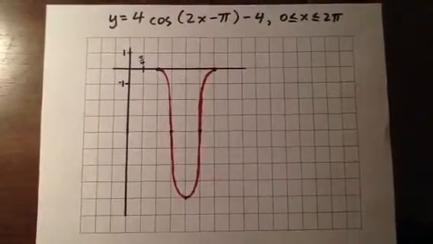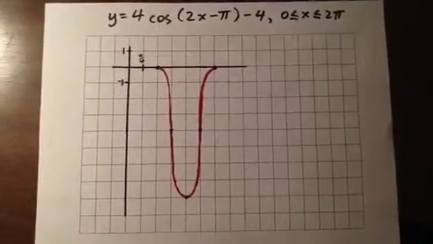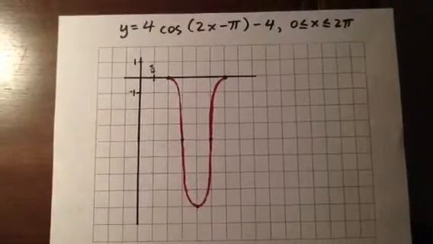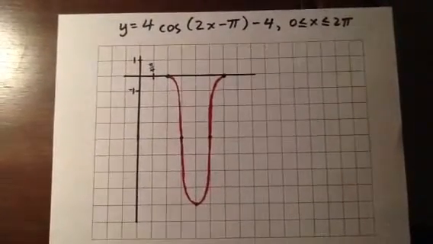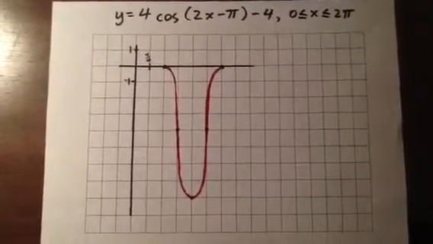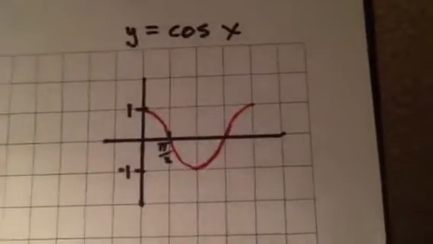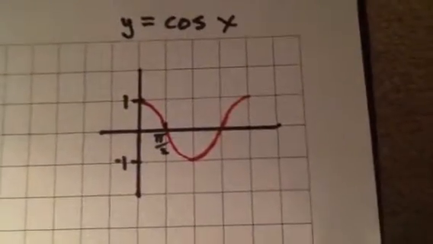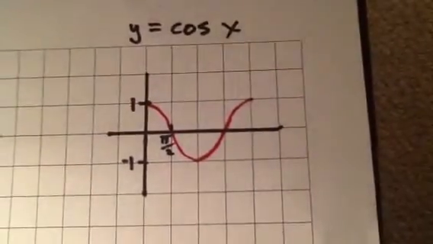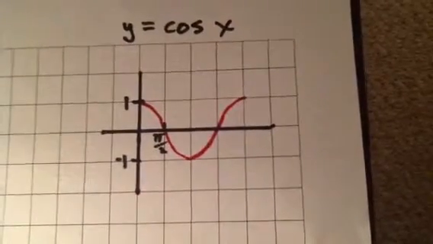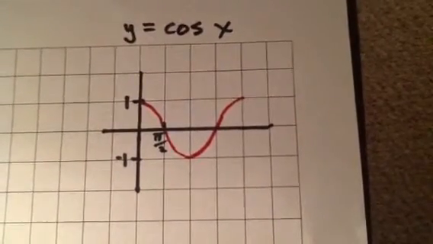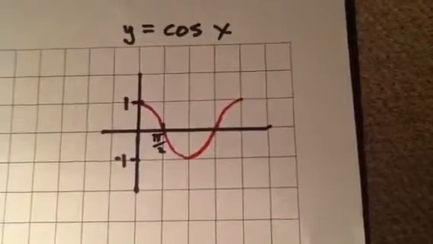The first thing we have to do is ask ourselves what the parent function is. Since the leading coefficient of 4 is positive, and since it's a cosine curve, our parent function will be y equals positive cos x. And y equals positive cos x looks like this. It starts on the maximum point, goes down to the axis of symmetry, down to the minimum point, up to the axis of symmetry, and back up to the maximum point.